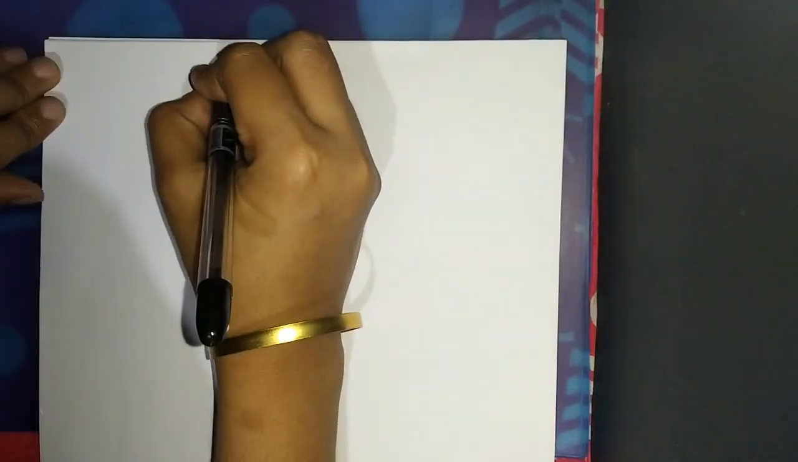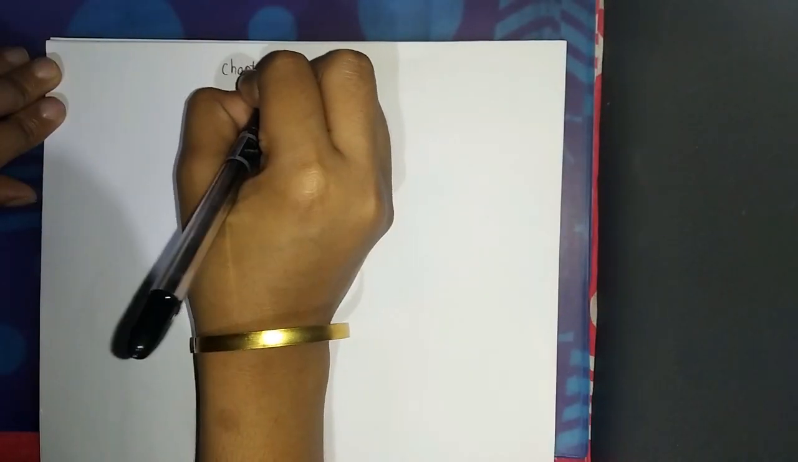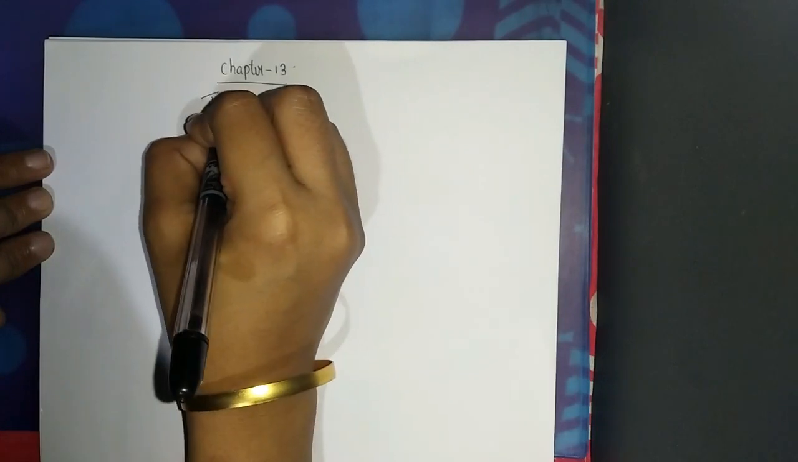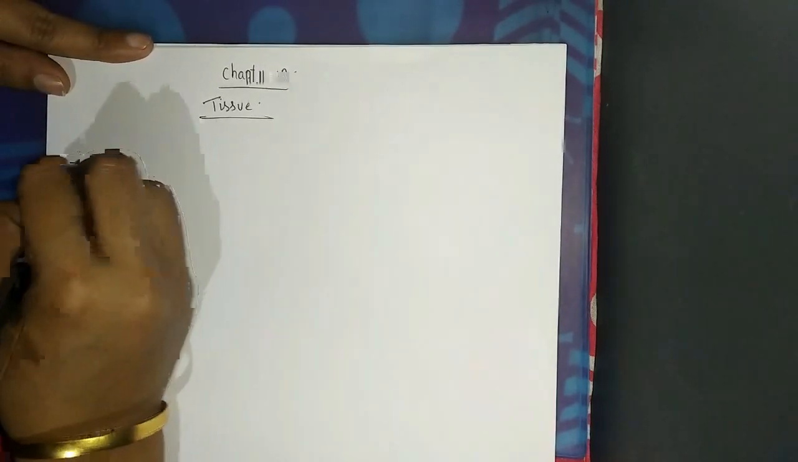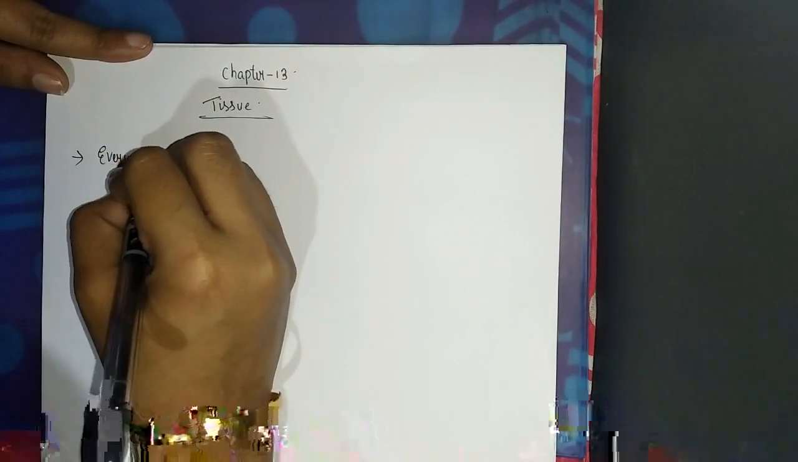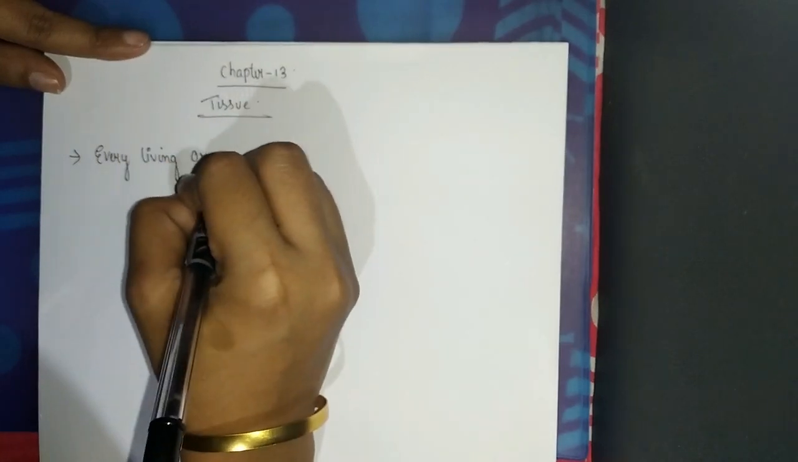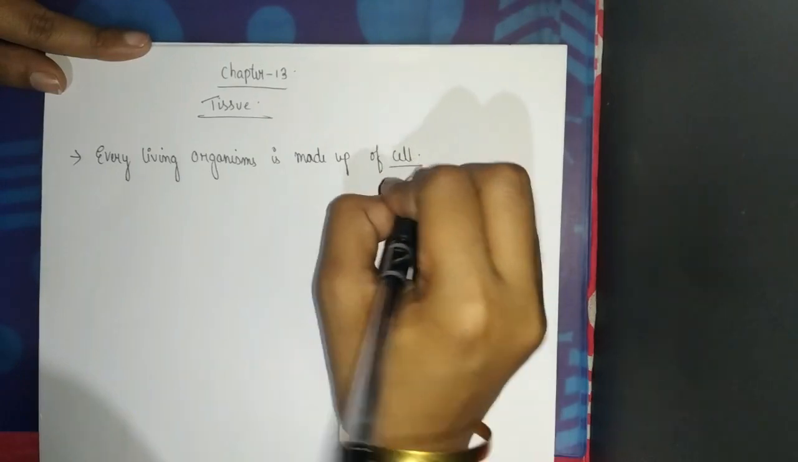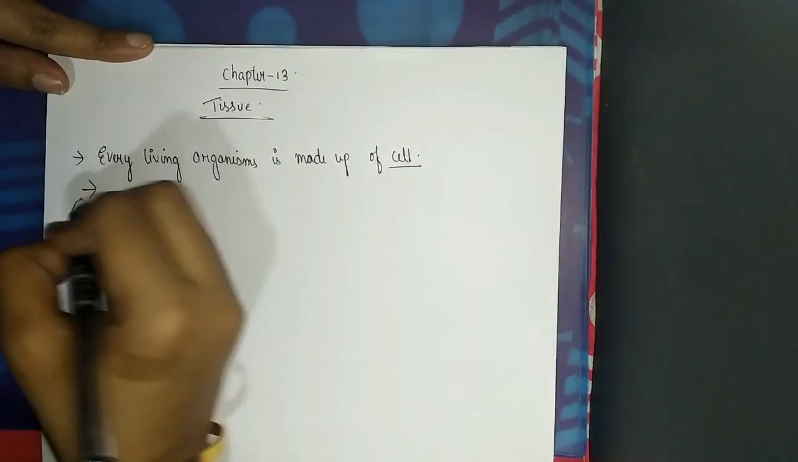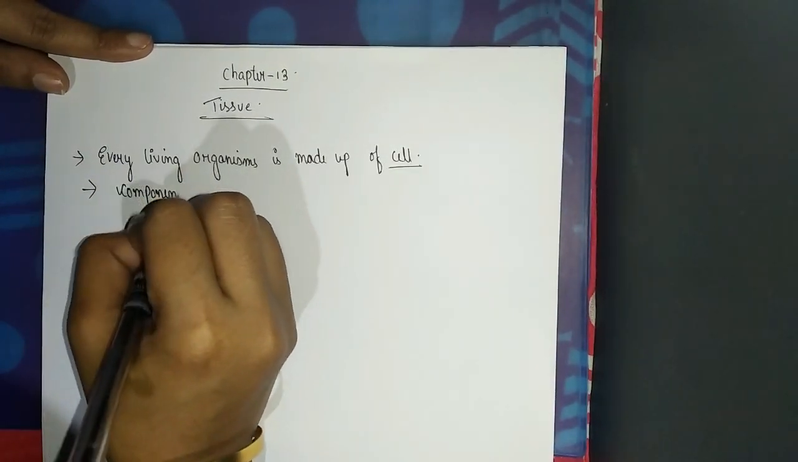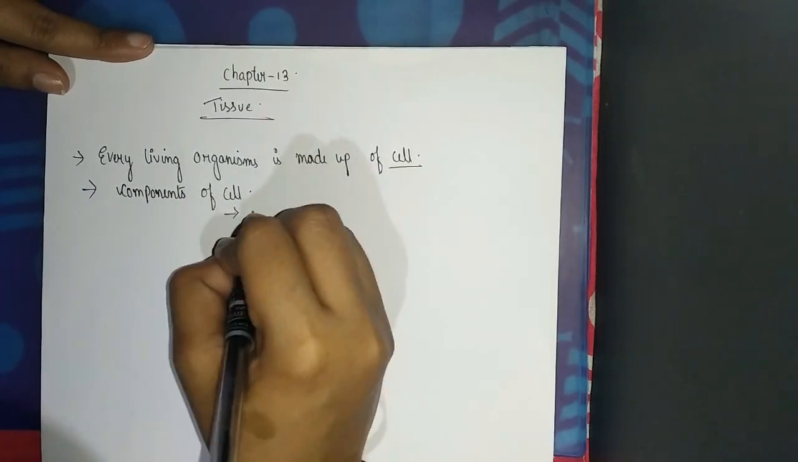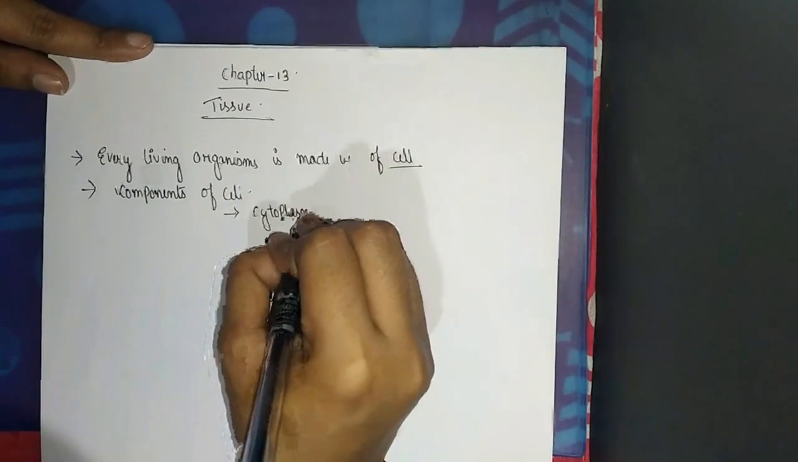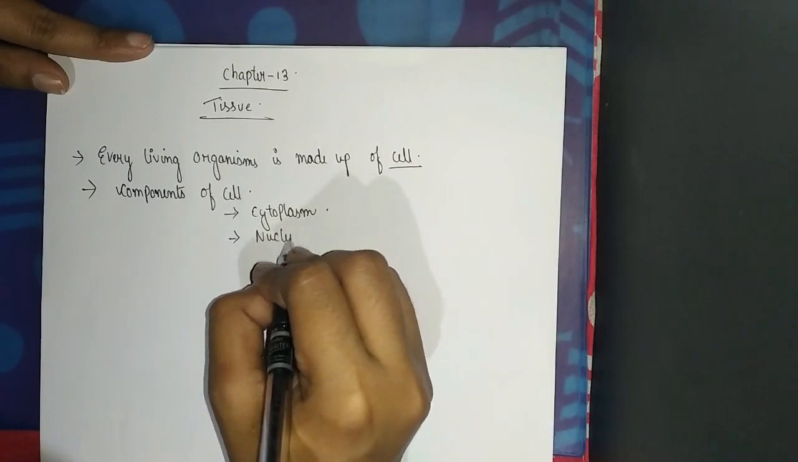Today we are going to discuss chapter number 13, that is tissue. In the last chapter we already discussed the cell, that is the basic structure of the cell. We know that every living organism is made up of cells, and we also learned the components of the cell. There are three components of the cell, that is cytoplasm, nucleus and plasma membrane.